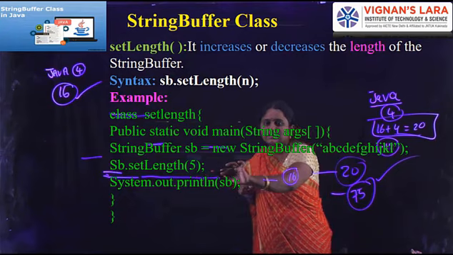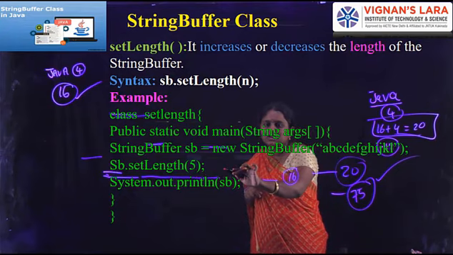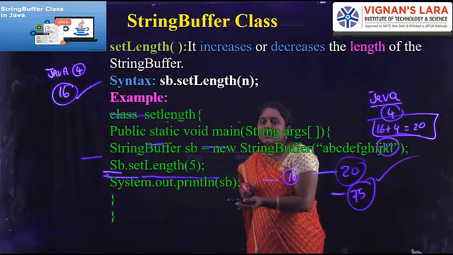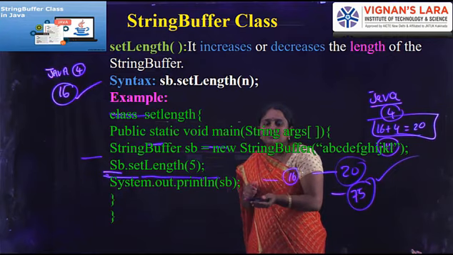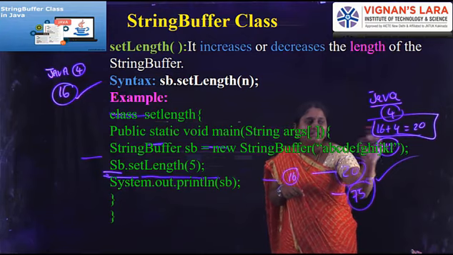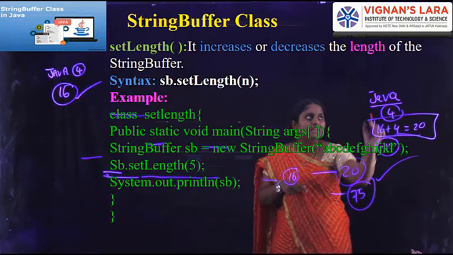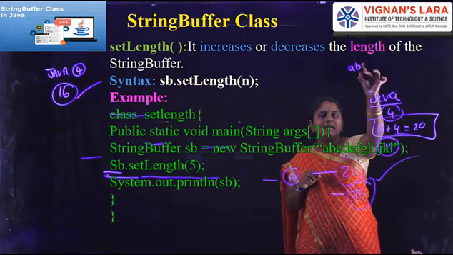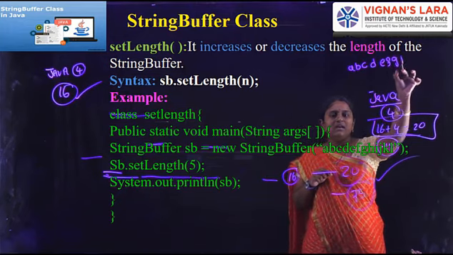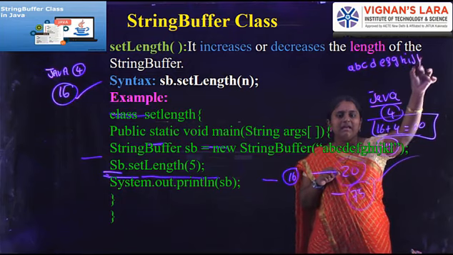sb.setLength(5). Here, after applying the setLength method, what is the output of this program? Only 5 characters can be displayed from the given string. The given string is A, B, C, D, E, F, G, H, I, J, K, L.